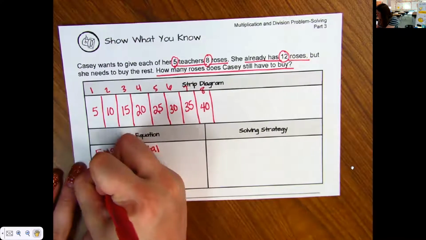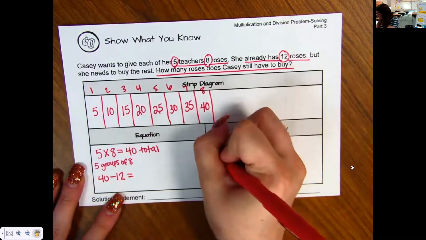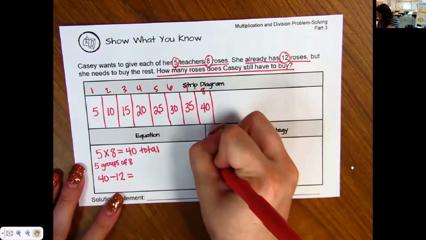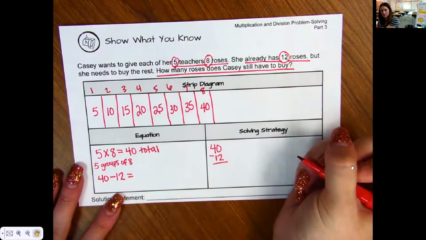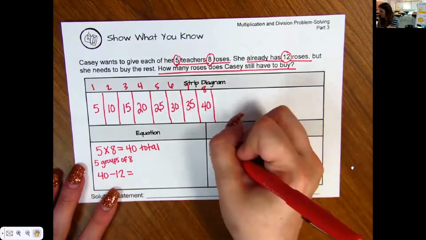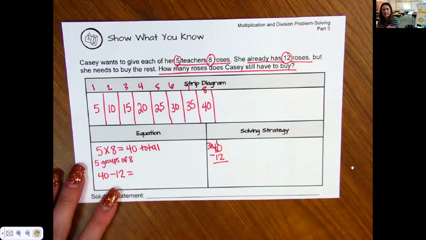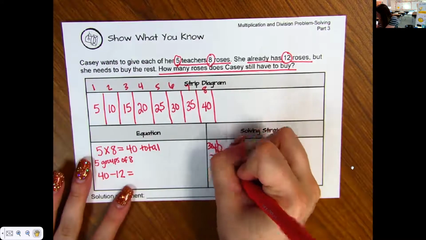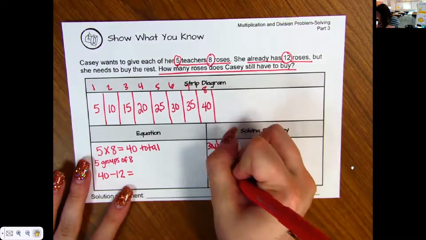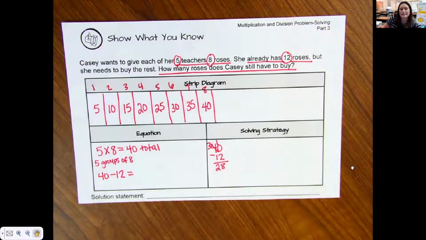So then I'm going to do 40 minus 12 equals, so I'm going to do 40 minus 12. So right, I have 0 and 2. I can't take 2 from 0, so I'm going to borrow from the top and make this 10. So then I'm going to take 10 minus 2, so I would have 8. And then I'm going to do 3 minus 1, which would be 28.